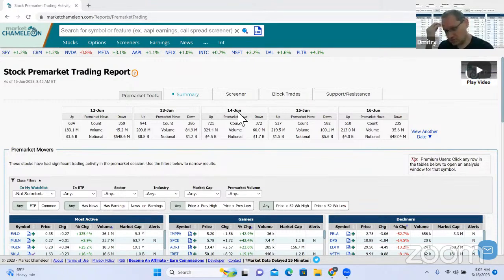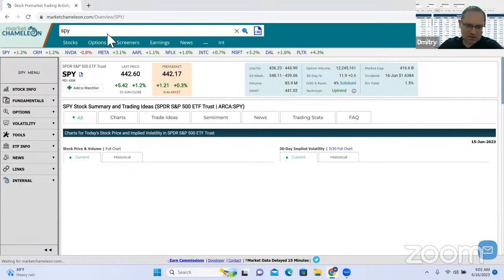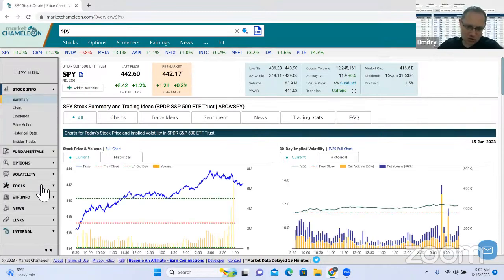Let's skip the pre-market movers as well, just to save some time today and demo this new feature. I'm going to use SPY as my example today. So I'm going to go to SPY, and under tools, there is a menu item right here, intraday returns. Let's click on that.